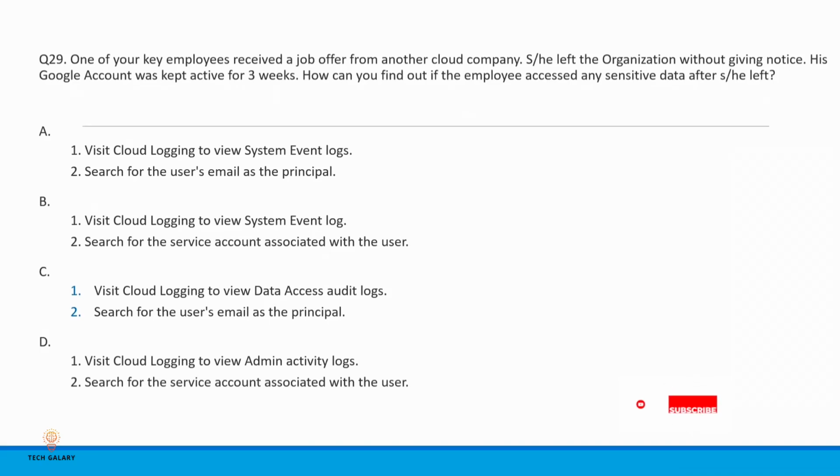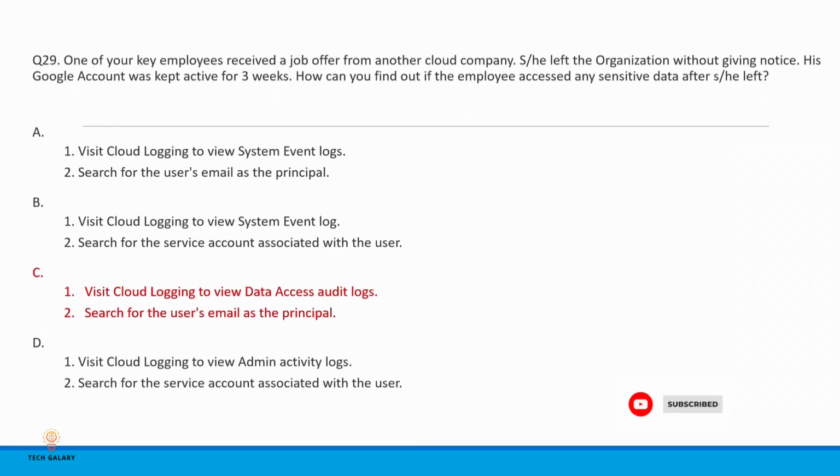How can you find out if the employee accessed any sensitive data after he or she left? So these are the options available. And the correct answer is option C. Visit cloud logging to view data access audit logs. Search for the user's email as the principal. Now let's take a look at each of these options.